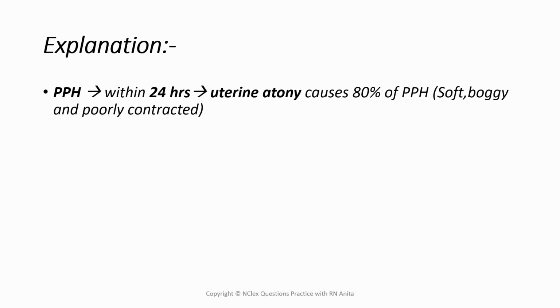Postpartum hemorrhage within 24 hours is known as early postpartum hemorrhage. There are several factors that might play a role in leading to this situation. For instance, uterine atony causes 80% of postpartum hemorrhage. So you should assess the patient for any soft, boggy, and poorly contracted uterus.